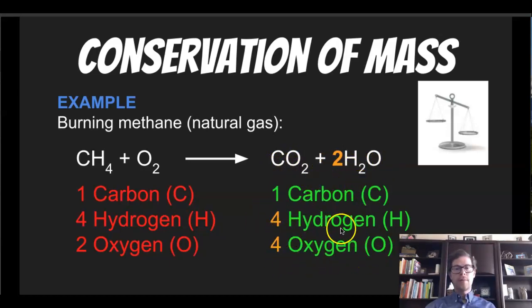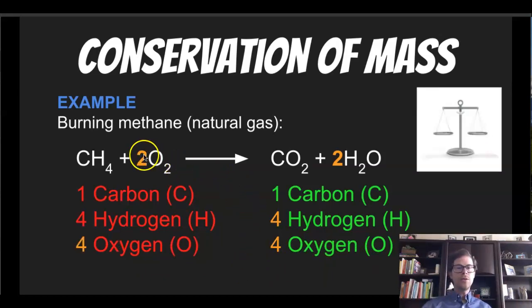So now my number of hydrogens is balanced. I've got 1 carbon on both sides, I've got 4 hydrogens on both sides. But I still have a bit of an unbalanced situation here. I've got 2 oxygens on the left, 4 oxygens on the right. So I got to do something more. Let's see what else can we do.